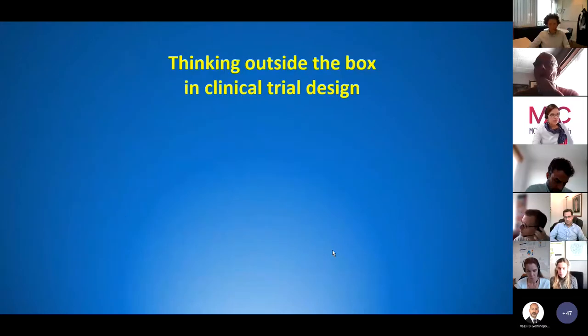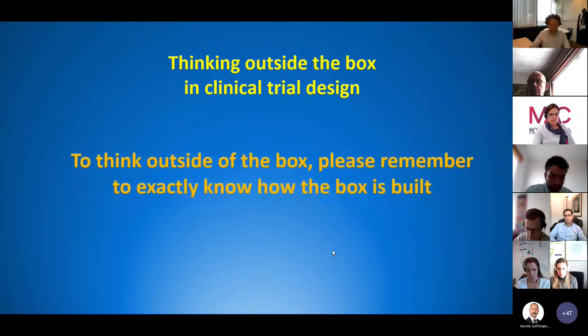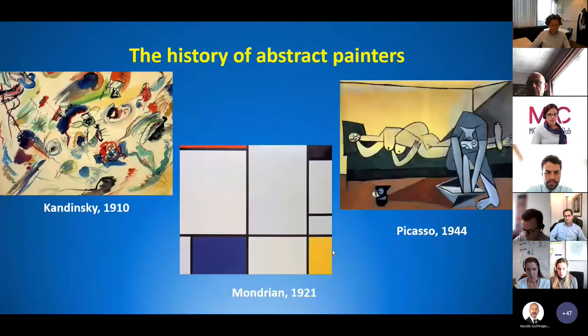So let's start from the first point: thinking outside of the box in clinical trial design. I do think that the first thing that is essential in this regard is that if you want to think outside of the box, you should remember to know exactly how the box is built. This is essential to start such a reasoning.